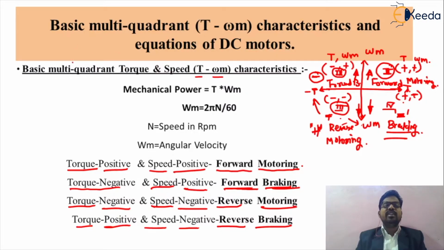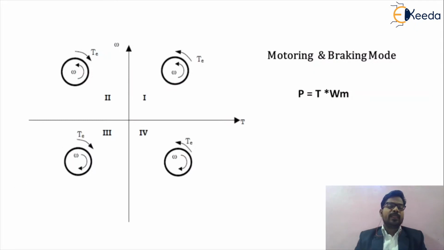So friends, this is the basic multi-quadrant torque speed characteristics. These are the four quadrants of operation: the first and second quadrants are in the forward direction and the third and fourth quadrants are in the reverse direction. We can understand the same concept by means of the direction of torque and speed. Basically, the first is called motoring and the second is called braking. Braking is also called generating.